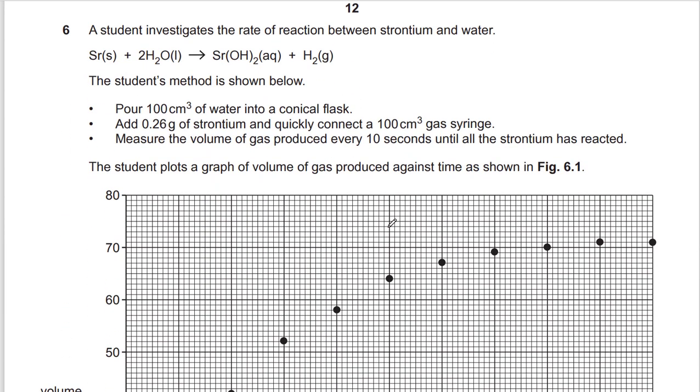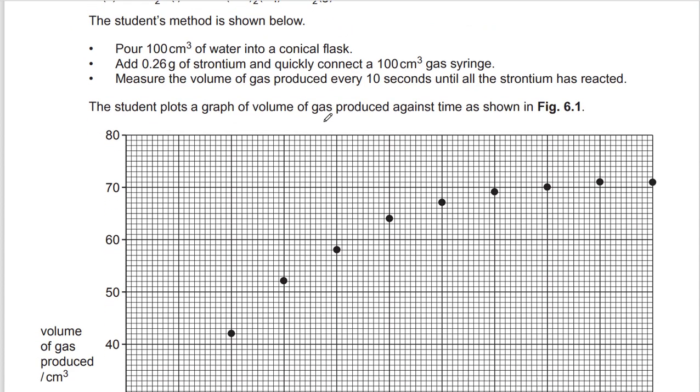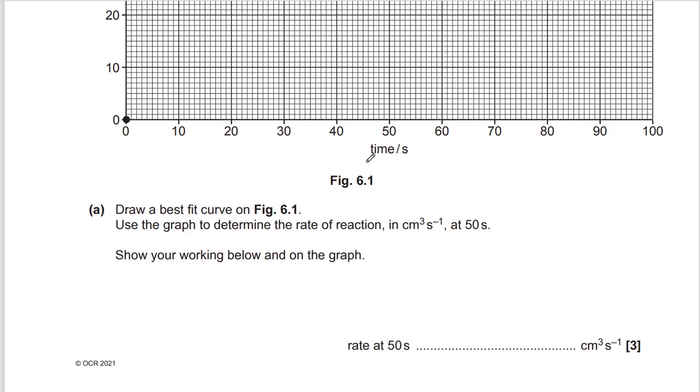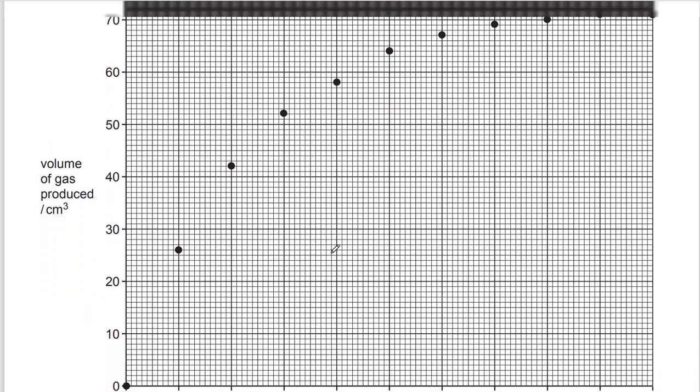question 6. Okay, so they're investigating the rate of reaction between strontium and water. They've measured the volume of gas every 10 seconds. They've plotted the graph of volume against time. So this is something I can't really do, but draw a best fit curve on the figure and determine the rate of reaction at 50 seconds. So to do this, okay, show your working on the graph.